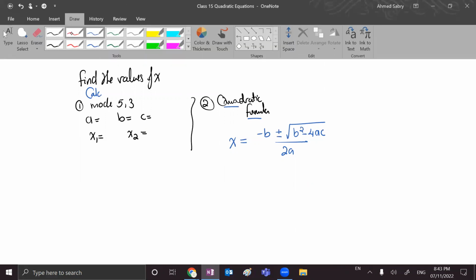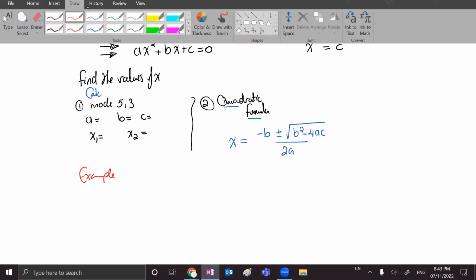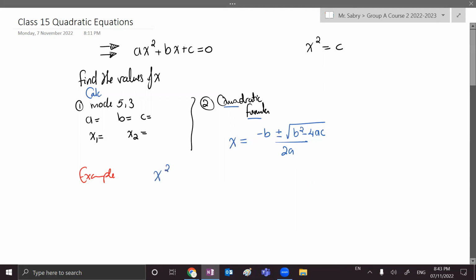So let's talk about an example. Let's say, for example, we have x squared plus 5x plus 6 equals 0. First of all, imagine, actually no, if it was equal to negative 6, then the first thing to do to find the values of x is to put it in the form of ax squared plus bx plus c, which is the standard form. So it's better to put the quadratic equation in the standard form, which means we need to move this to the other side and put everything on one side, equals 0.